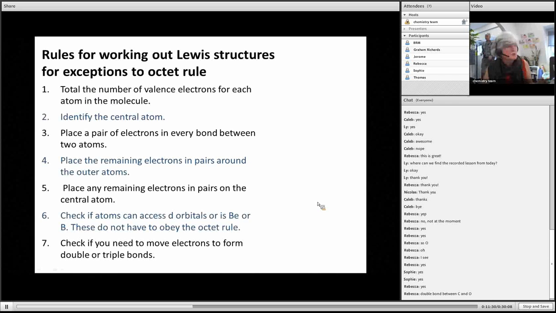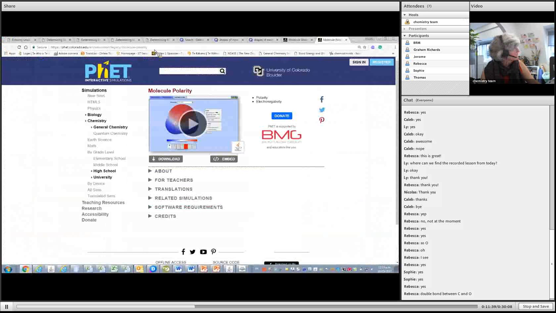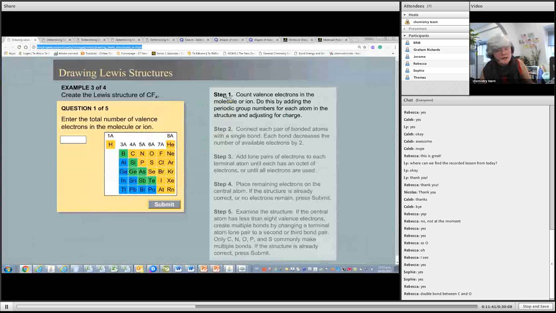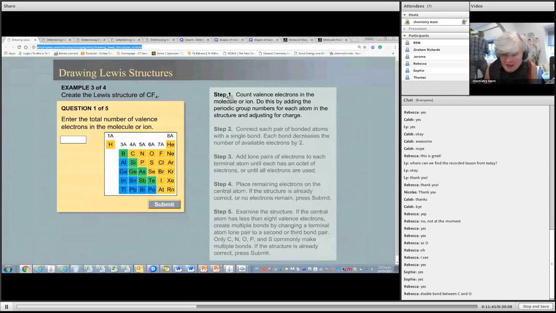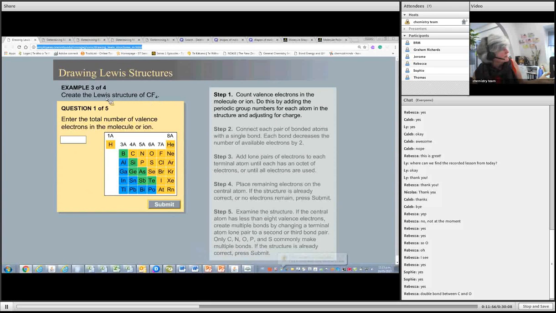Now I don't want to use up all my time on this, so I'm going to skip out of here and show you there are some lovely animations which should be on your OTL sheet on how to do this online. It just helps you. So for example, we'll just do this particular one. Create the Lewis structure of CF4.